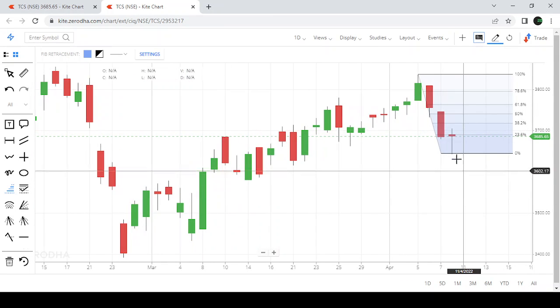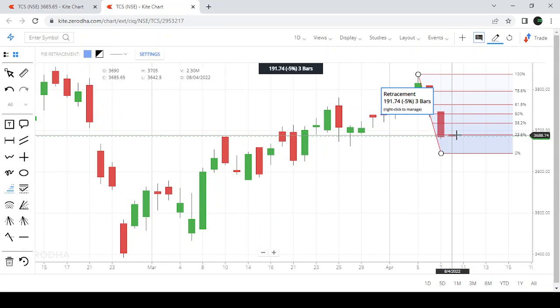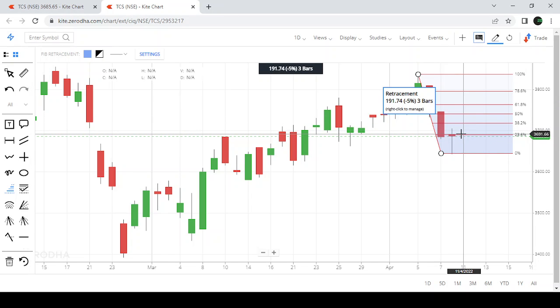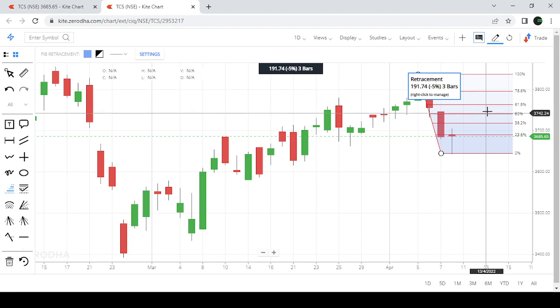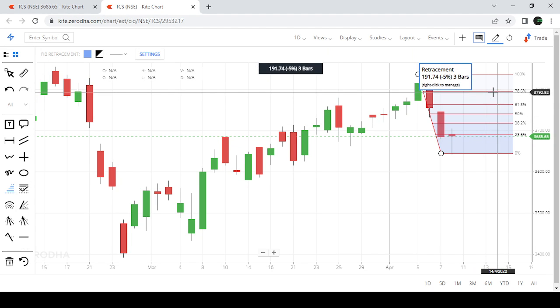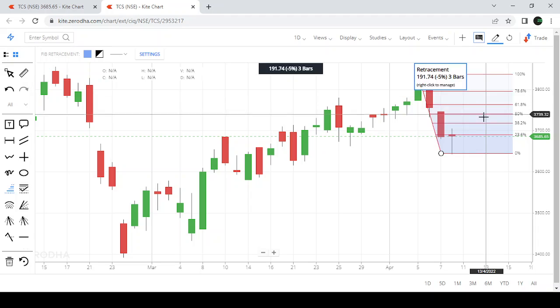So if you see here, TCS is already stuck at 23.6 in the daily, and this 23.6 completes the hourly rally as well. So beyond 3690 itself on Monday, TCS is likely to go to 3716, 3740, 3764, 3792, like that.